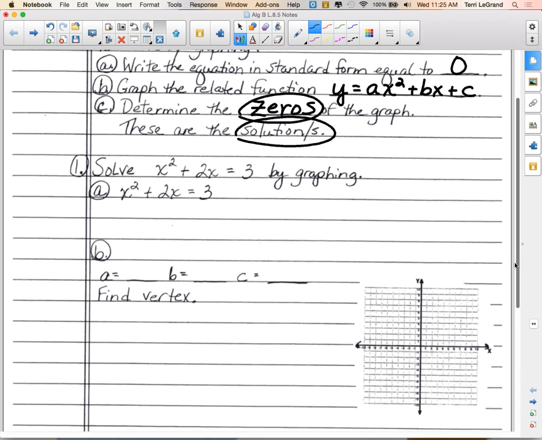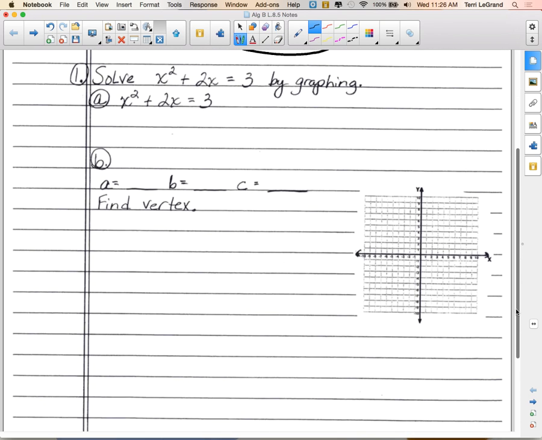Okay, so let's solve x squared plus 2x equals 3 by graphing. First thing we need to do is get it in standard form, set equal to 0. So what would we do to this one to get it in standard form, set equal to 0? Cody? Subtract the 3 on both sides. Yeah, we'd subtract the 3 on both sides. And we would have x squared plus 2x minus 3, and we'd have a 0 on that right side.